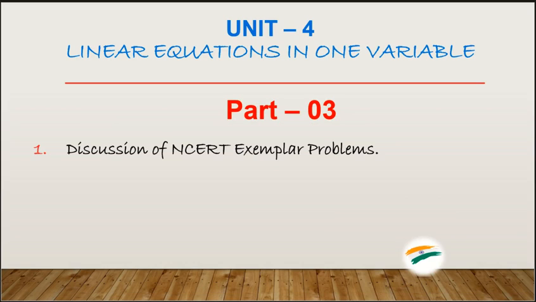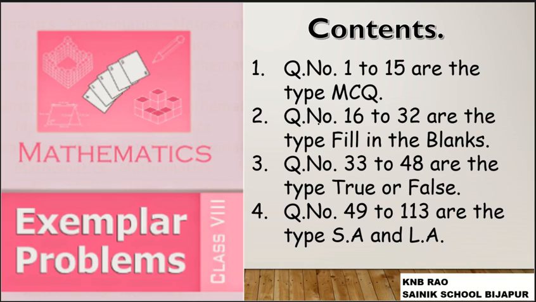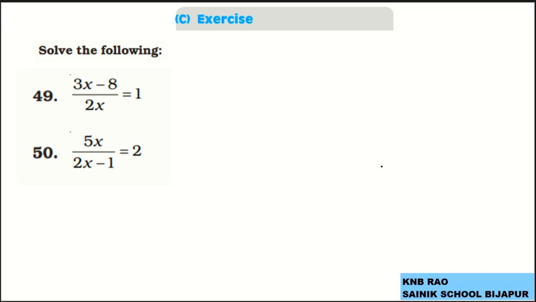Students, this is part 3 in which we will be discussing the NCERT exemplar problems on unit number 4, linear equations in one variable. In our previous 2 sessions, we have completed MCQ type questions, fill in the blank type questions, as well as true or false type questions. So, today's session will be from question number 49 onwards, which are of the type short answer and long answer type questions. Now, coming to question number 49.